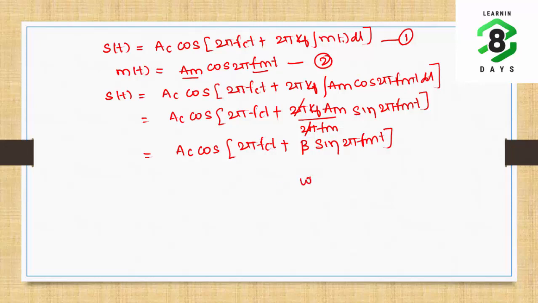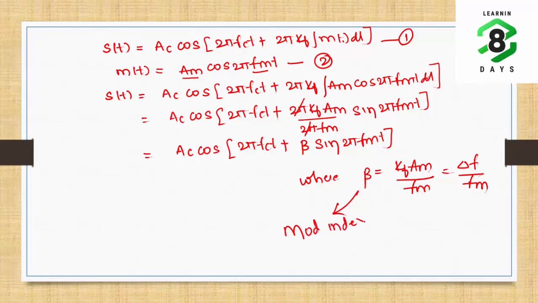where β is k_f A_m by f_m, or it is Δf by f_m. So β is the modulation index, and Δf is the frequency deviation. Δf is nothing but k_f into A_m.